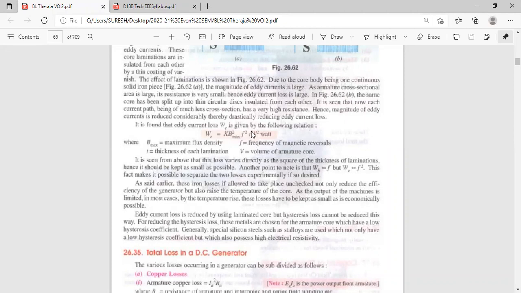Here I have given wrong. It is not T square, it is T. WE is equal to eta Bmax square. They have written K here, you can take eta also, no problem. Eta Bmax square F square T V square. It is T. Watts. The unit of power loss is watt.